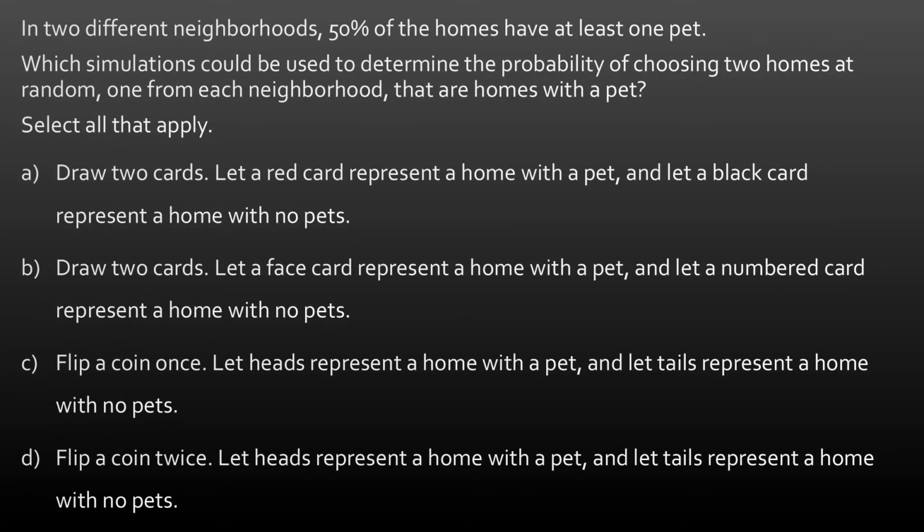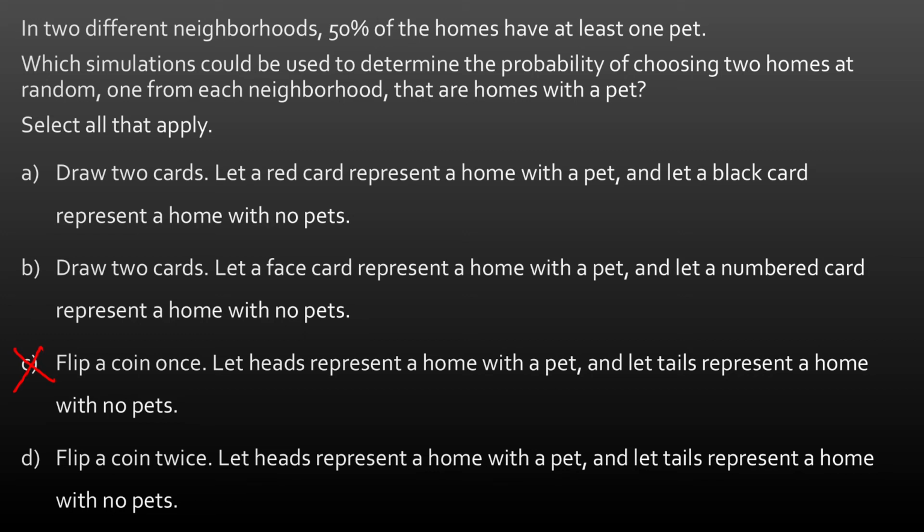Our next question here says that in 2 different neighborhoods, 50% of the homes have at least one pet. Which simulation could be used to determine the probability of choosing 2 homes at random, one from each neighborhood, that are homes with a pet? Okay, so the big thing to see in this problem is that we're doing 2 experiments, right? We're going to be surveying people from 2 different neighborhoods. So flipping a coin once is not going to cut it because that only represents one neighborhood. I need it to represent 2.